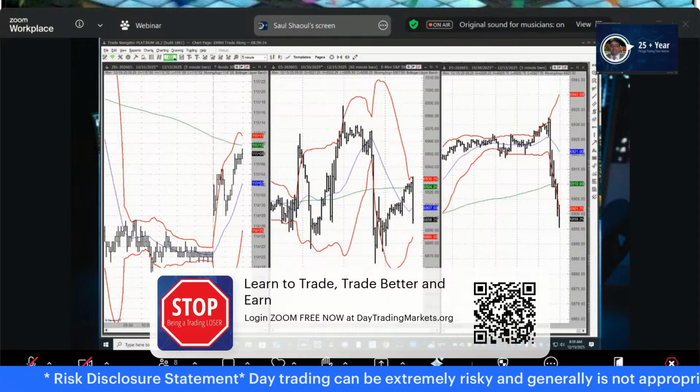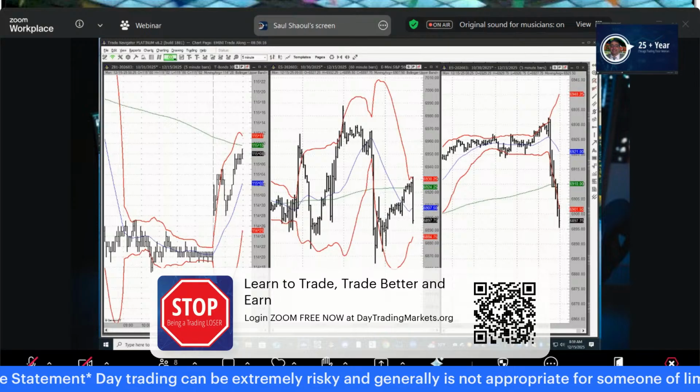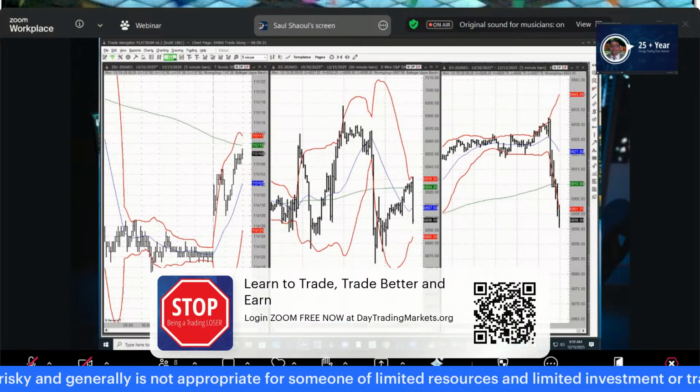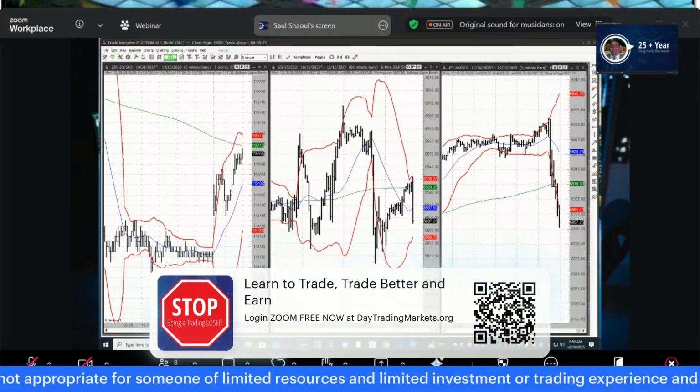Bouncing off here a little bit. So be careful here. Like I said, we don't like to have any position down when numbers are released. Upside resistance would be around the 20 area.